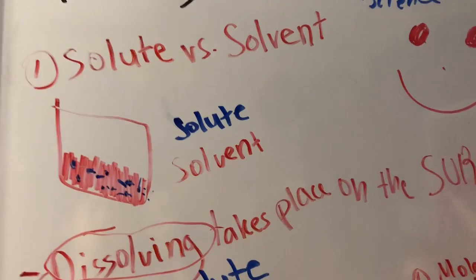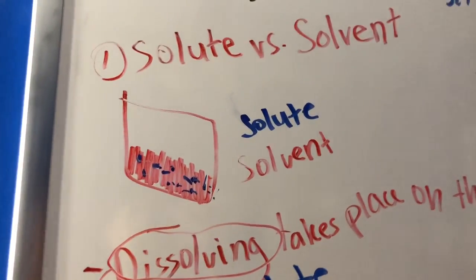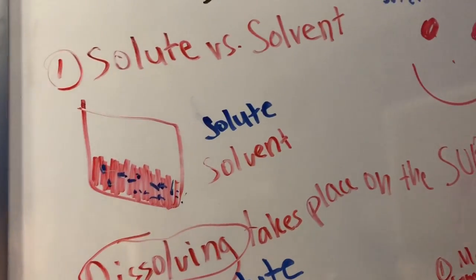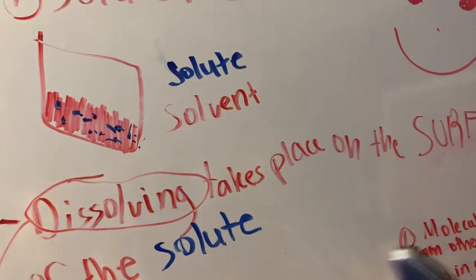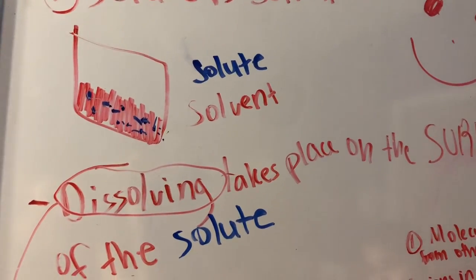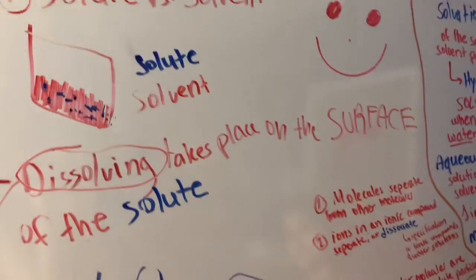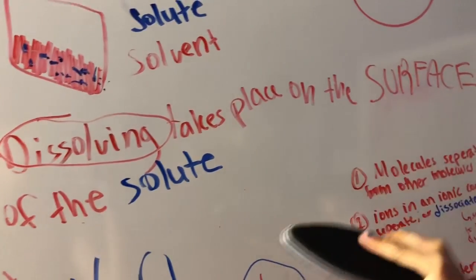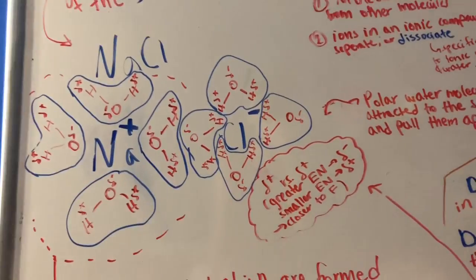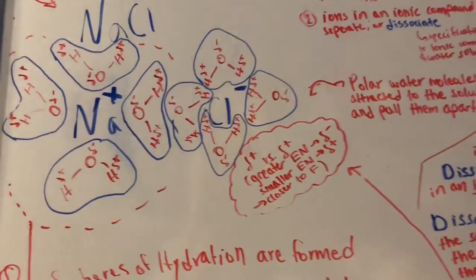So the first thing that you need to know is what a solute is versus a solvent. A solute is what is being dissolved, and the solvent is a substance in which a solute is dissolved in. And dissolving takes place on the surface of the solute. So this is a diagram for saline water, which is sodium chloride and H2O.